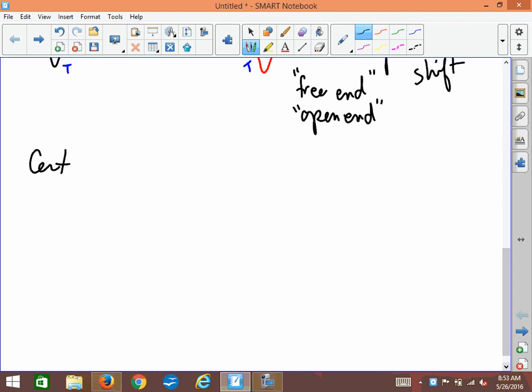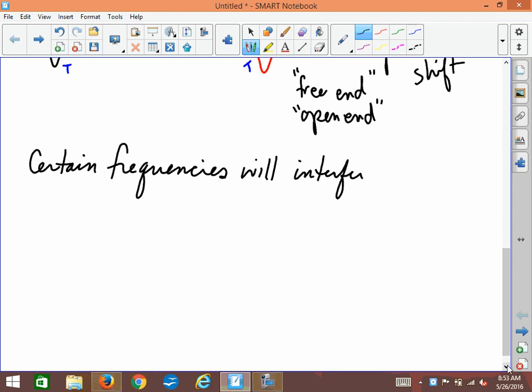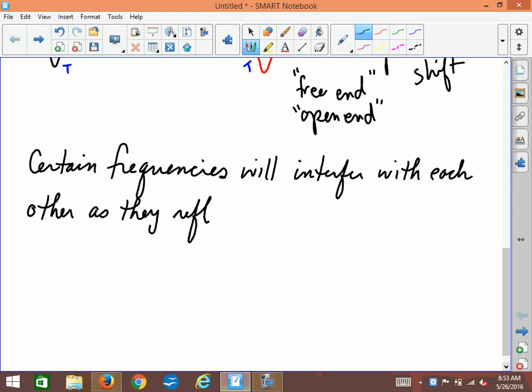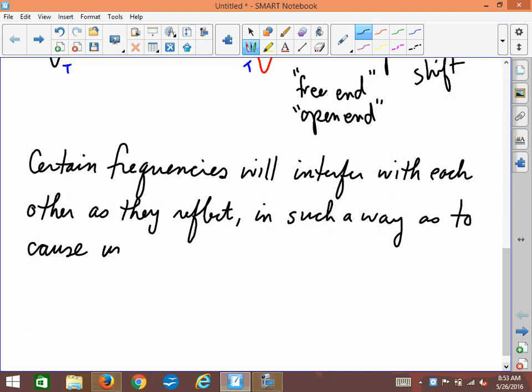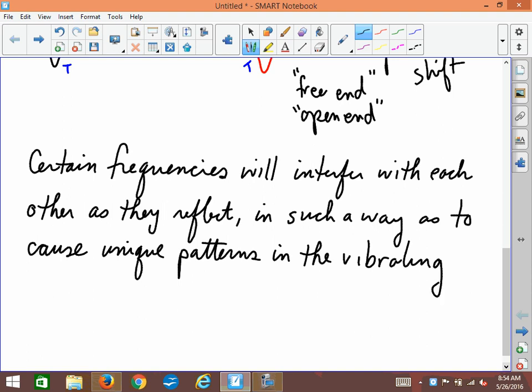All right. Certain frequencies will interfere with each other as they reflect in such a way as to create or cause unique patterns in the vibrating medium. Patterns of vibration.